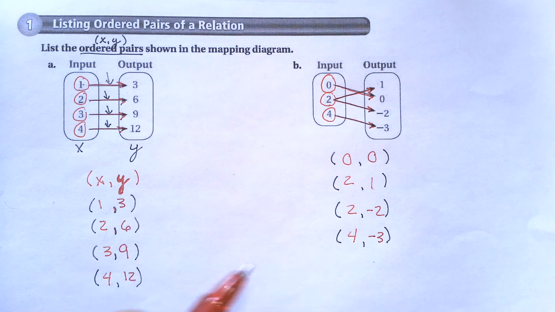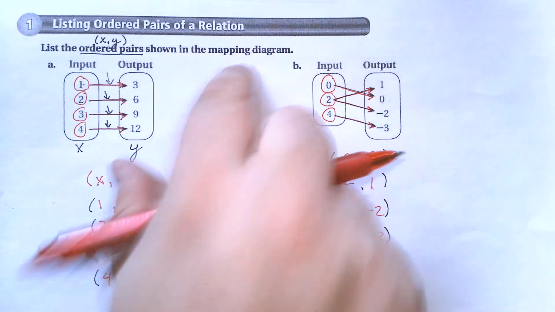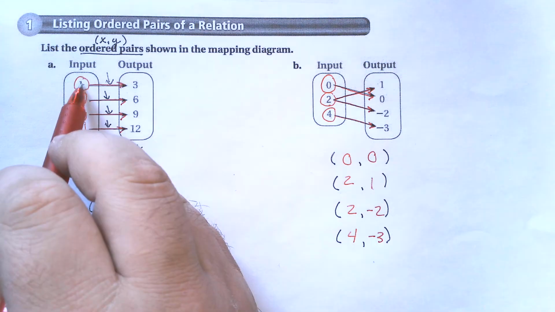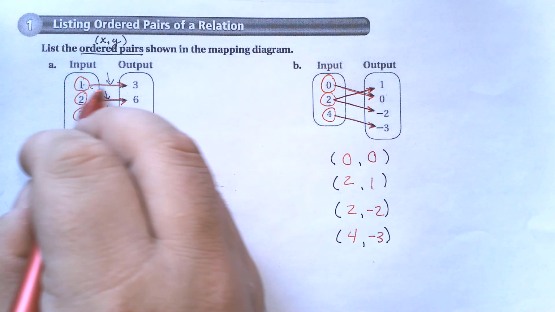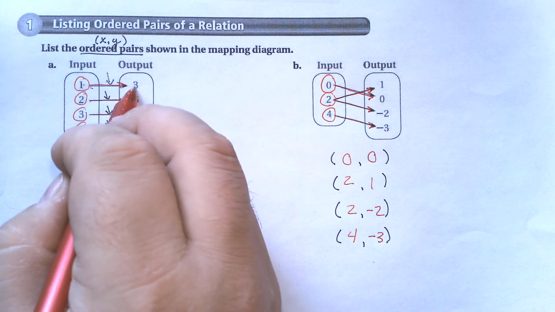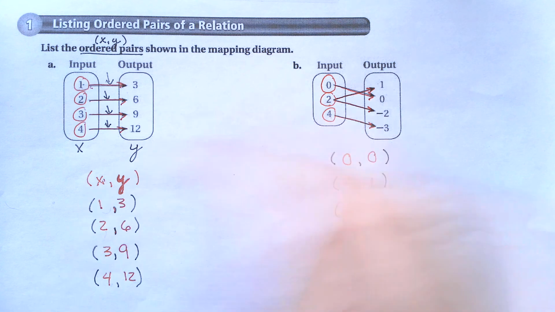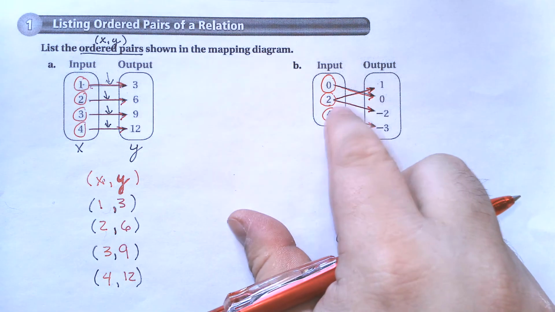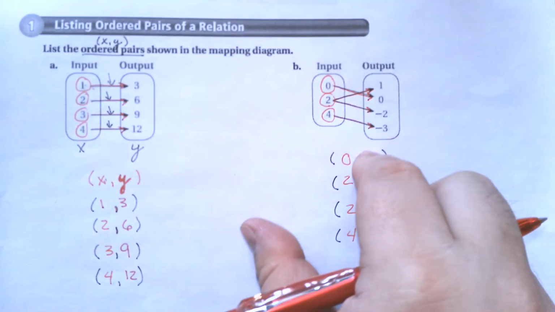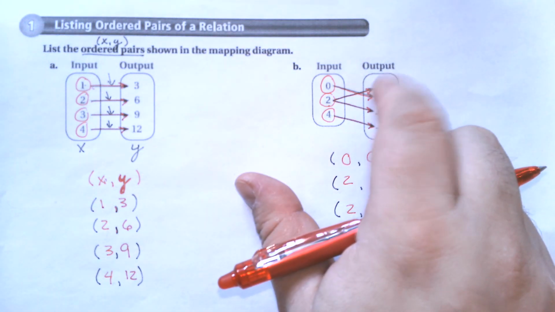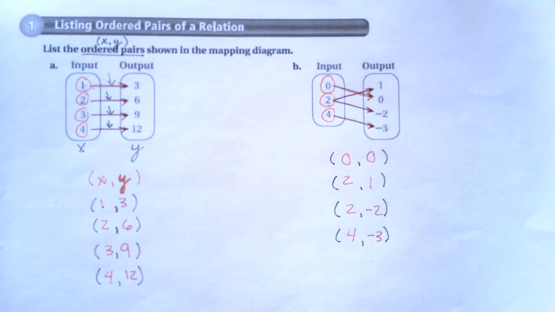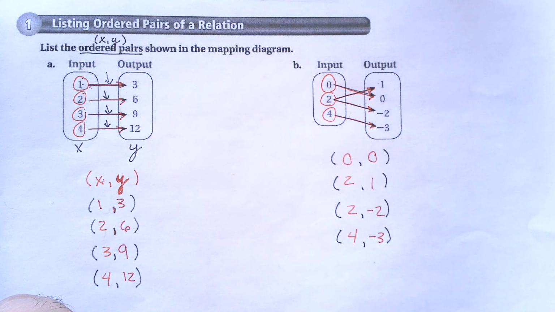So you can find an ordered pair from a mapping diagram by starting at the number on the left, that's your x value, and then following the arrow, and whatever it's pointing to is your y value. We can sometimes have one x with multiple y's. You'll also find in the future that we could have one y with multiple x's, and we'll talk about how to read that and what that tells us in the future.